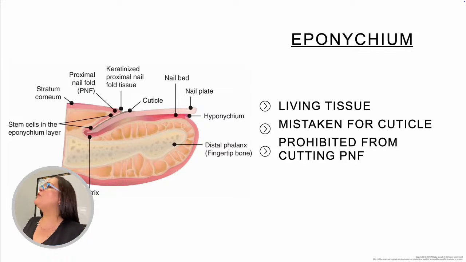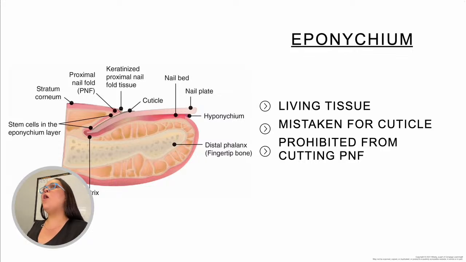So think about the cuticle. It used to be the eponychium. It's like a butterfly. It used to be a caterpillar, went to a cocoon, turned into a butterfly, right? Well, in this case, the eponychium started in the matrix area. You see where it says stem cells of the eponychium layer? That eponychium layer starts in the matrix. Those stem cells start in the matrix, and then they grow up the nail plate.